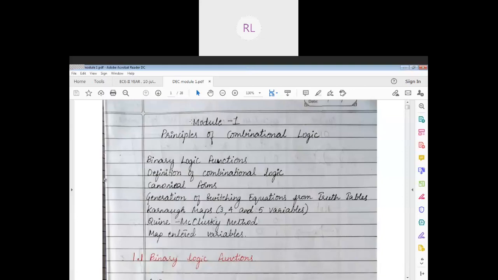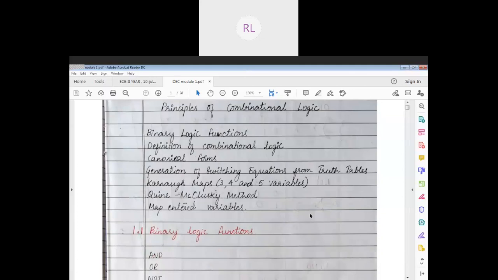Yes, sir. Yes. So this is module one. As I told you, we are going to start off with module one, which is nothing but principles of combinational logic. So first, we will study your binary logic functions, and then we will see what is the definition of combinational logic. Then we can see how K maps can be used for 3, 4, and 5 variables. Of course, Quine McCluskey we will not be discussing for your syllabus. It's revised and we will not be taking it up.